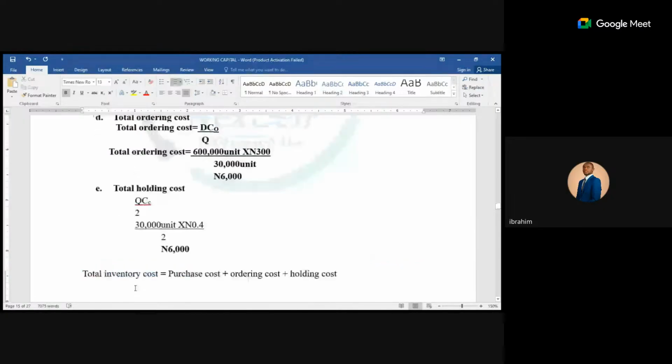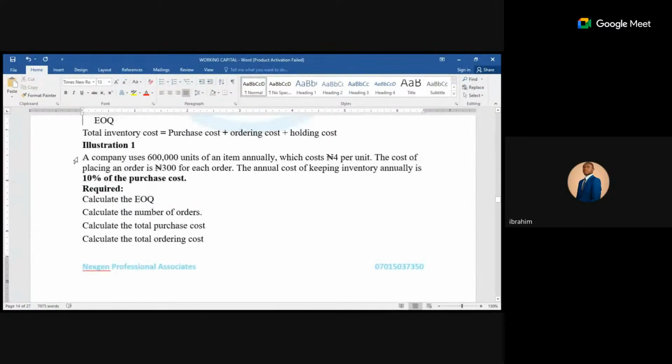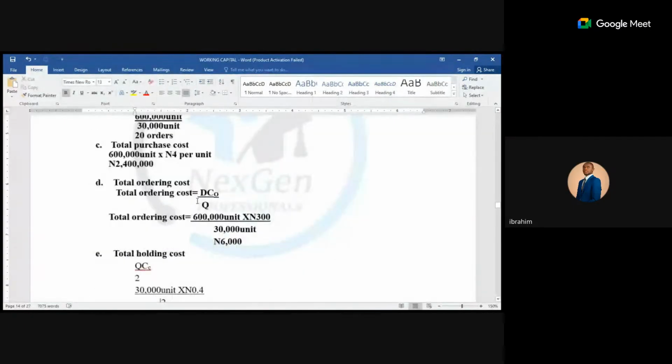So now you can see the way we break it down. They will give you a story. It's just for you to pick which one is your annual demand, which one is your purchase cost per unit, then your ordering costs. It's just for you to analyze it, then check the requirements. Don't forget, when you understand the requirements of the question, it is assumed that you've solved more than 60% of the question because you understand the requirement. It is very important.